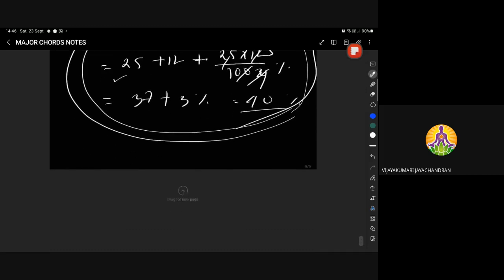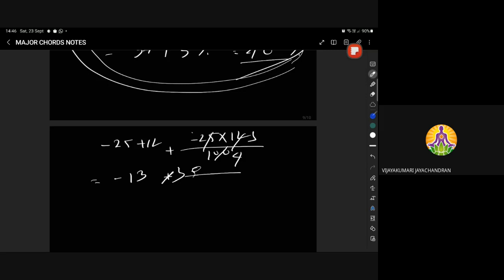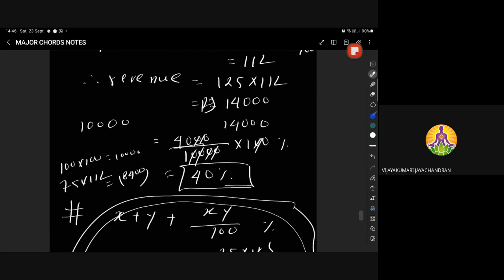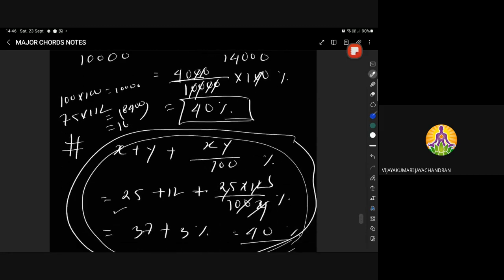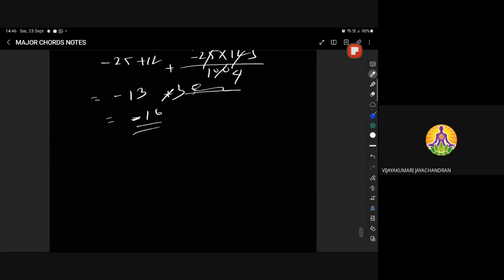In the formula you have to give minus 25, then plus 12, then minus 25 into 12 divided by 100. This will give you minus 25 plus 12 is minus 13, and then minus 3. Minus 16. Sorry, minus 16 will give you 8,400 minus 10,000 is minus 1,600. Minus sign coming means loss. Plus sign means increase. So both will give you the same answer.